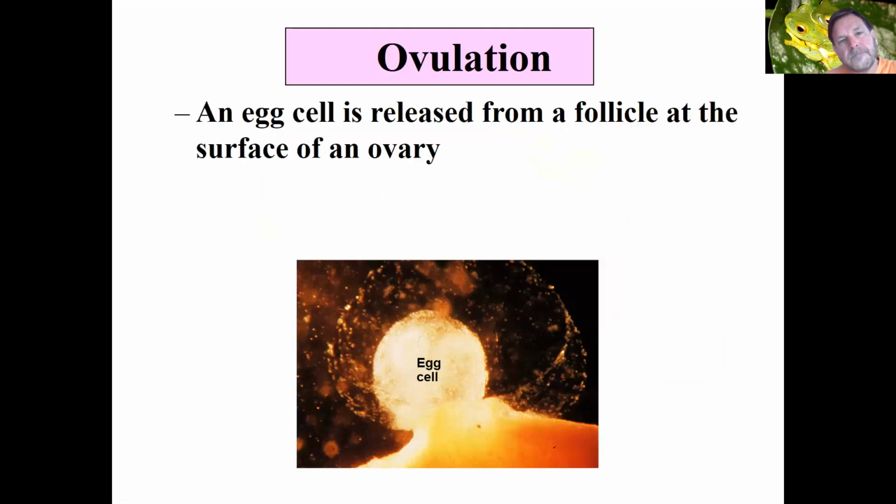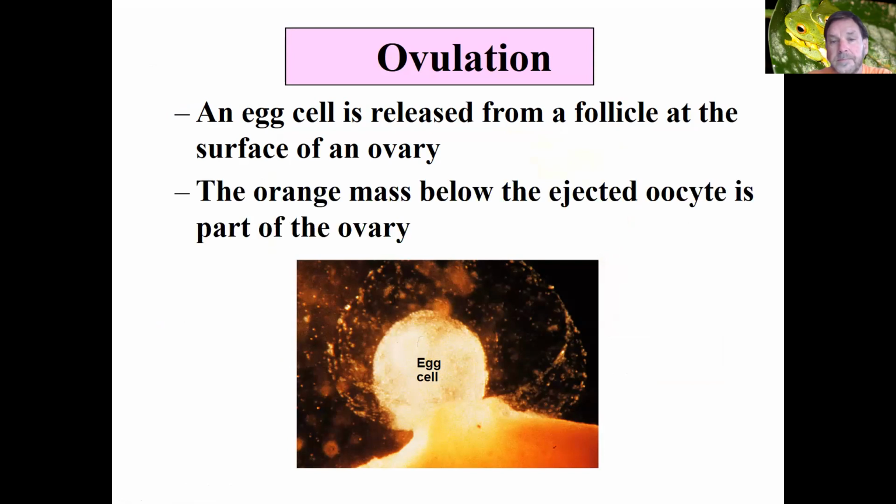In ovulation, an egg cell is released from a follicle at the surface of the ovary. And you can see this is the process of ovulation. An egg is released from a follicle in the ovary. And if it encounters a sperm, it could potentially be fertilized. And of course, this occurs every 28 days after puberty.